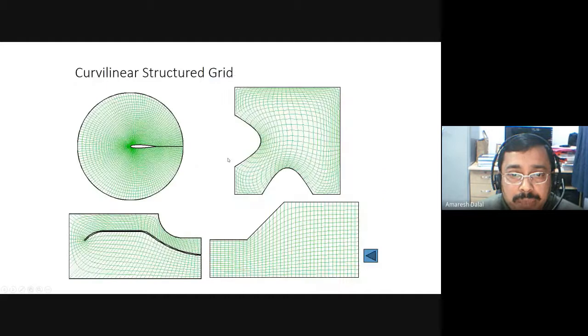Whereas in curvilinear grid, we use some algebraic method or elliptic method, so that the grids follow the boundary. So this is also known as body fitted grid, and you can see that in each domain, these grids are following the boundary. So these are examples of structured grid.